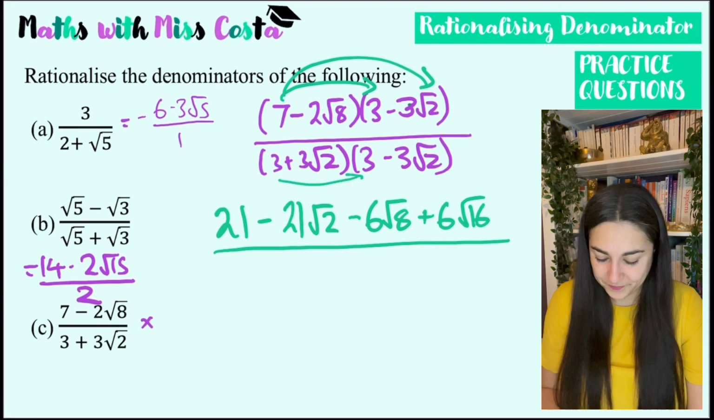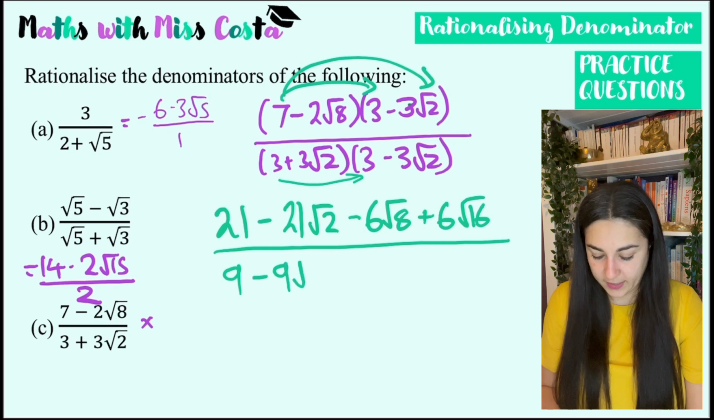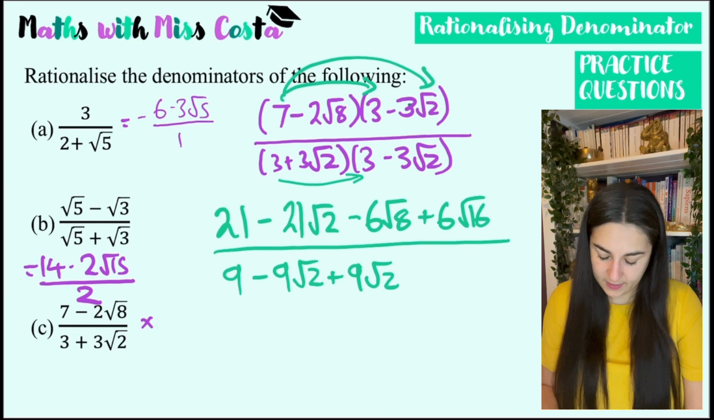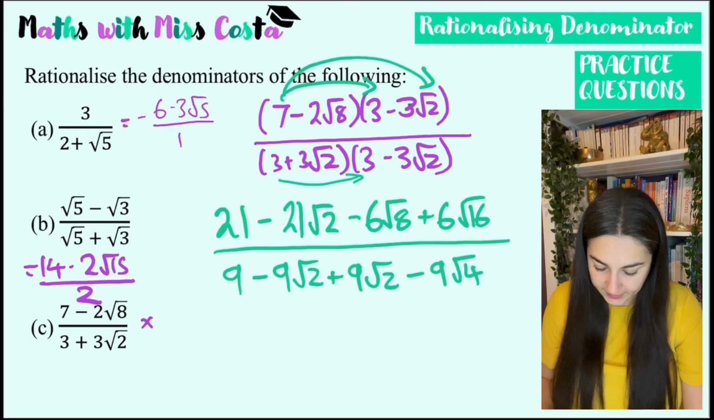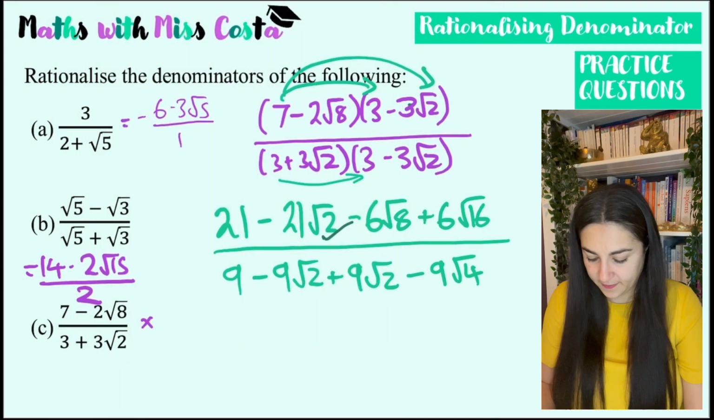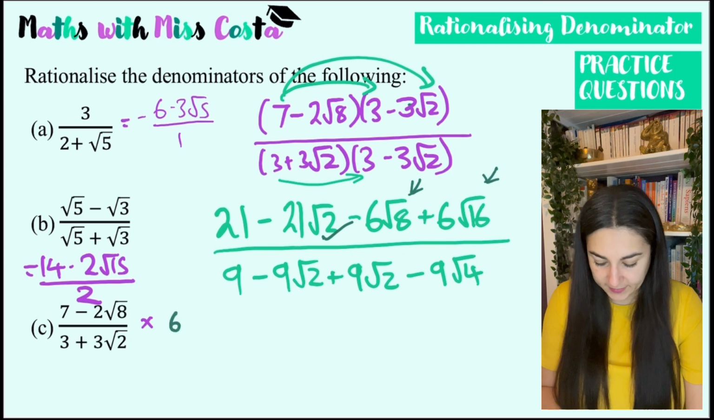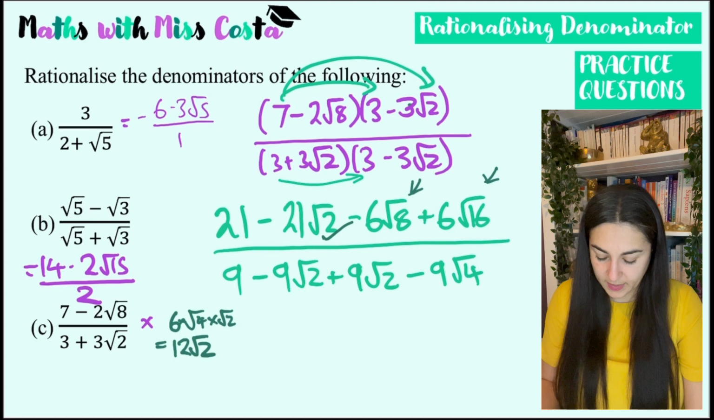Then we've got 3 times 3 is 9. 3 times 3 root 2 is going to be 9 root 2 plus 9 root 2. And then take away 9 root 4. So what can we simplify first? Well, this is in its simplest form already. This I can simplify, and this I can simplify. So 6 root 8 could become 6 times root 4 times root 2. Root 4 is 2, so that would become 12 root 2. And then root 16 is just 4, so that would become 6 times 4, which is 24.